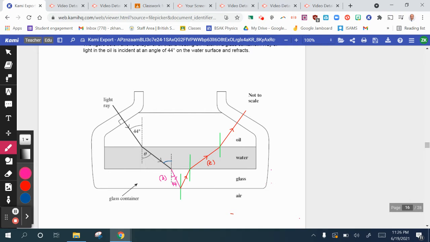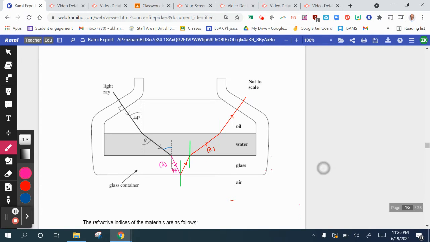So the incoming light ray hits the glass perfectly perpendicular to the surface, so it goes straight through without bending, into the oil, and hits the oil-water boundary and refracts. And there's theta, the incoming angle, the incident angle, 44 degrees.